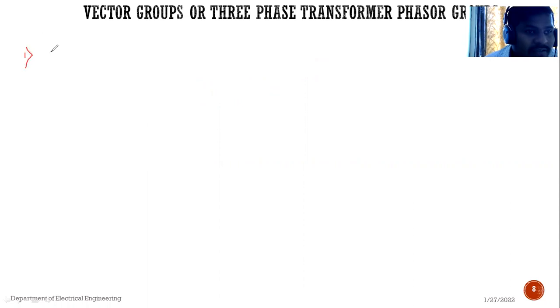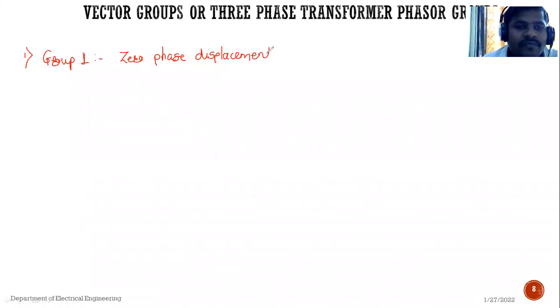So group 1, that is, the vector group, is nothing but the zero phase displacement group. In the zero phase displacement group, we are able to connect the transformer star star 0. Also we are able to connect delta delta 0.